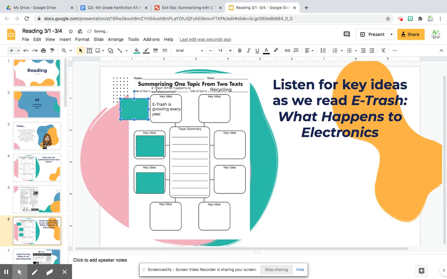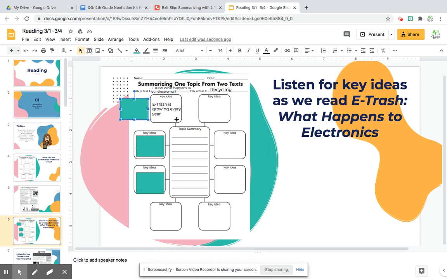Yes, it is a big problem. Let's write this down. E-trash is growing every year. That was that last sentence I had already read. Okay, so it's getting to be a bigger and bigger problem every year. Please fill that in on your bubble map right now. And if you need to pause the video to do so, that is fine.